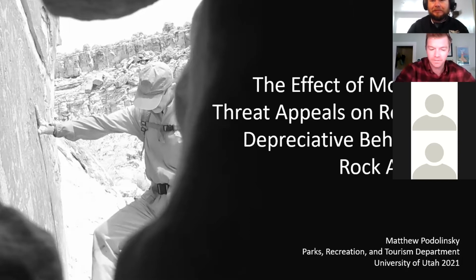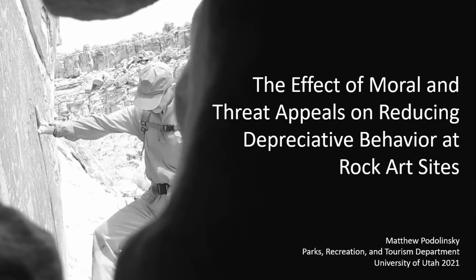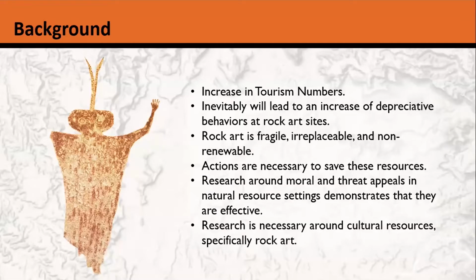Just a quick introduction about myself. My name is Matthew Podolinsky, and I'm a master's student at the Parks, Recreation, and Tourism Department at the University of Utah. And I'm excited to tell you guys about my research, which is my master's thesis, the effect of moral and threat appeals on reducing depreciative behavior at rock art sites. In this presentation, I'll just give you a quick background on my research and briefly cover my theoretical framework, and then jump into the actual study and finish with some preliminary findings.